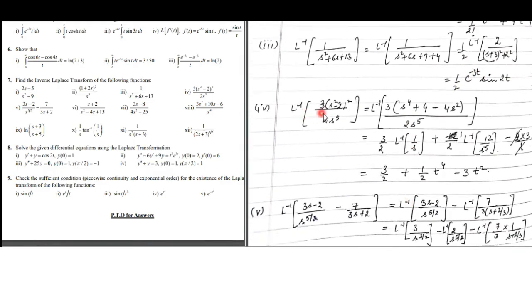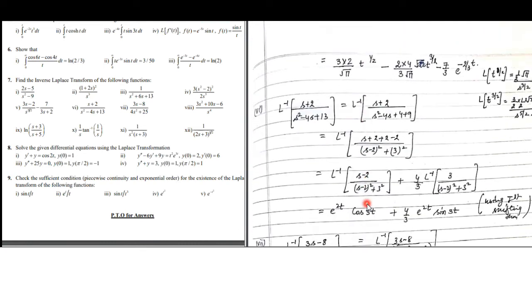Similarly, in the fourth part, we can open the square and then we can separate the terms, and then we can take Laplace inverse. In the fifth part also. In the sixth part, again we have to make a complete square in the denominator, and we have to consider the terms separately. Since here s is shifted with s minus 2, so in the numerator also we have to make s minus 2, and 1 is the constant.